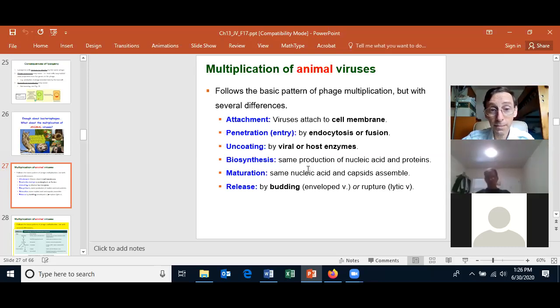Biosynthesis is pretty much the same. Maturation also pretty much the same. Release is a little different, and that is it's actually the same if we're talking about a lytic virus. And animal cells do have viruses that follow the lytic life cycle. But there's also the budding life cycle. How a virus replicates is different if it follows the budding life cycle. And I'll talk about that in a little more detail, how the virus, if it follows the budding life cycle, that's how the virus obtains its envelope.